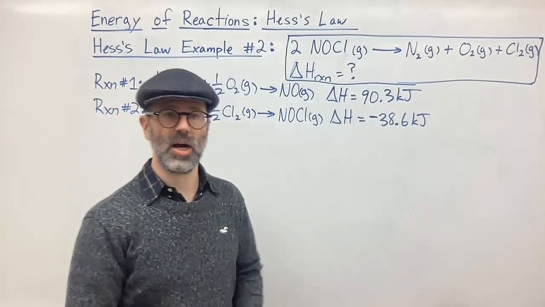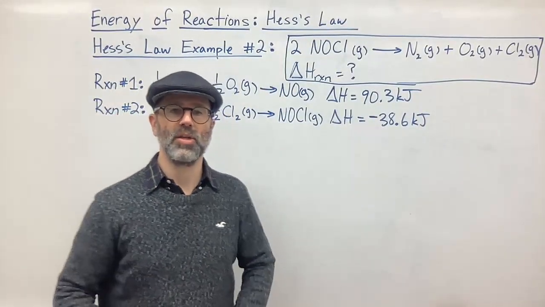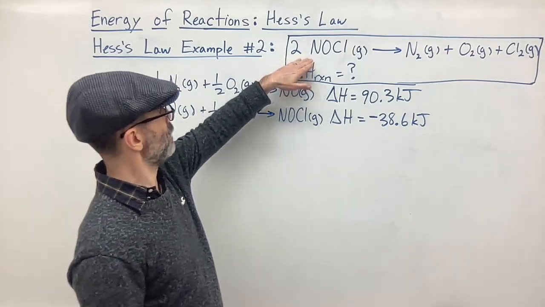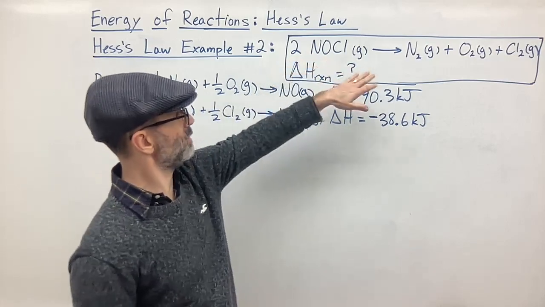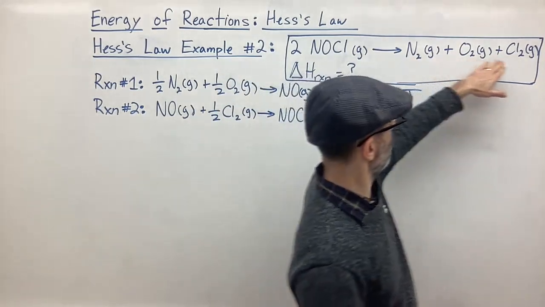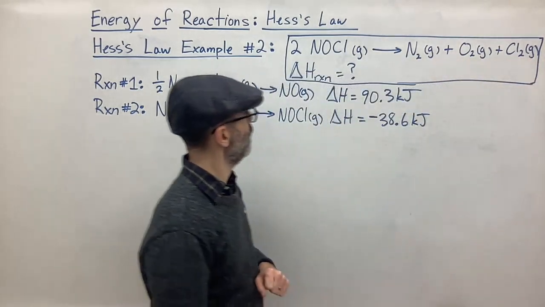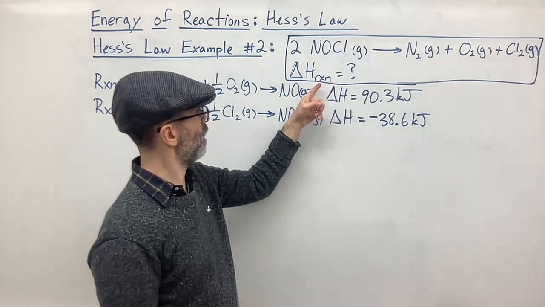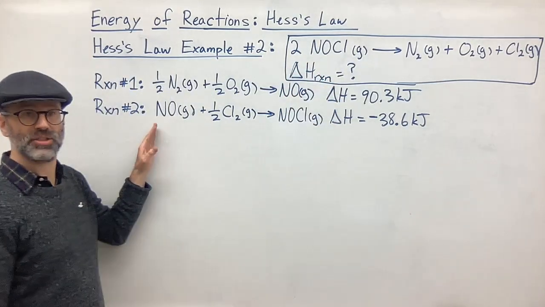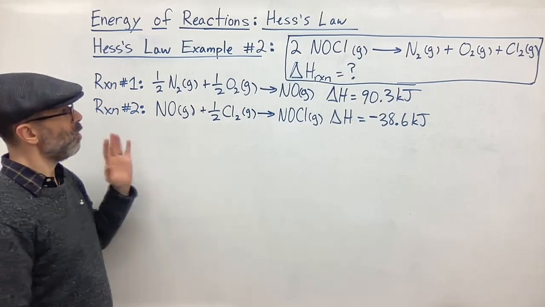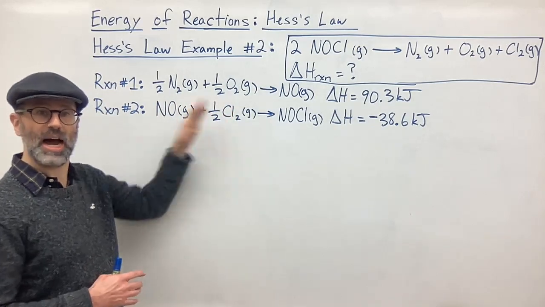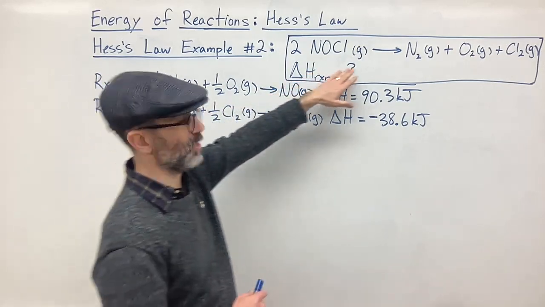Okay, so here is our Hess's Law example number 2. So example problem number 2, here they're giving us our target reaction. 2 NOCl gas goes to nitrogen gas, N2, oxygen gas, and chlorine gas. And so they want to know what the delta H of this reaction is, and we're given these two reactions to work with. So again, we're going to look at whether the products and reactants here are on the proper side according to our target.